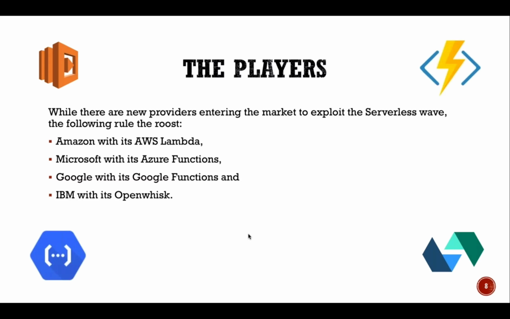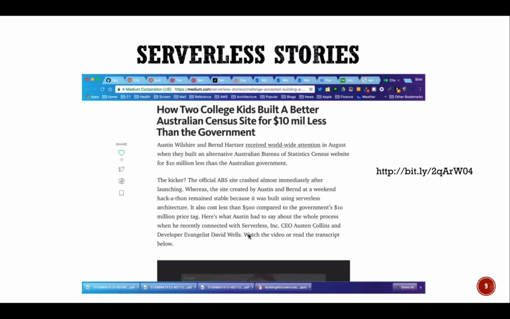So this whole concept of function as a service was kickstarted by Amazon with their AWS Lambda, and was quickly followed by other providers like Google with their Google Functions and Microsoft with the Azure Functions and IBM with the OpenWhisk, etc.